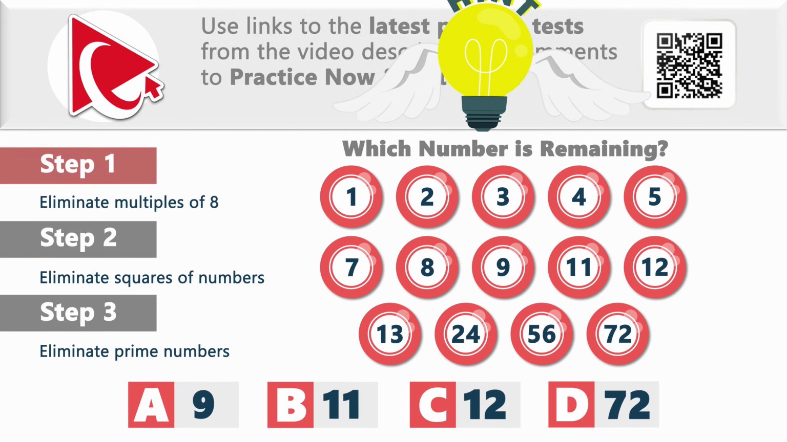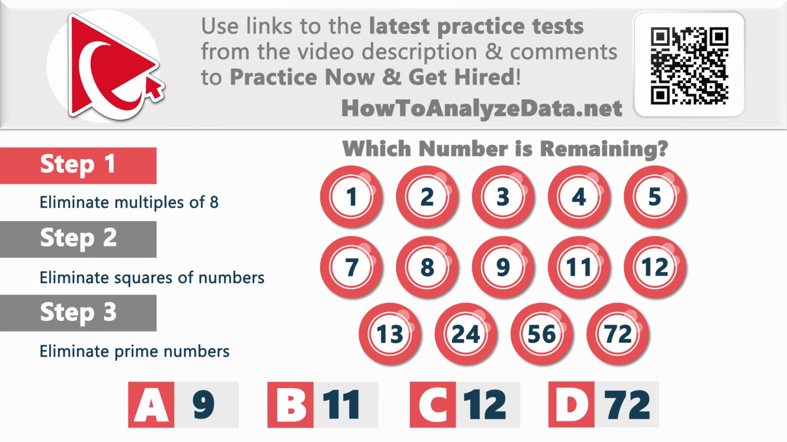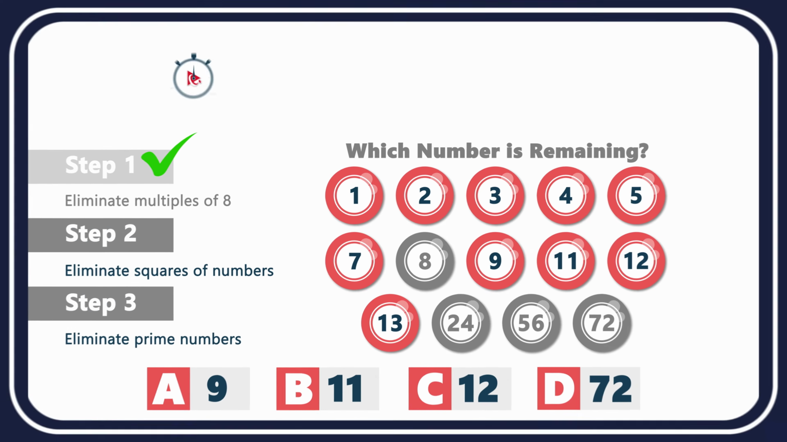Let's together eliminate the multiples of 8. The multiples of 8 are 8, 24, 56, and 72. Well, with that in mind, the remaining numbers are 1, 2, 3, 4, 5, 7, 9, 11, 12, and 13. And all you need to do is just to complete step 2 and step 3. So, get ready, set, and go.